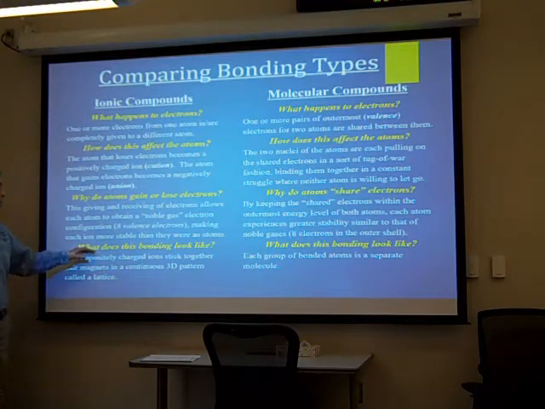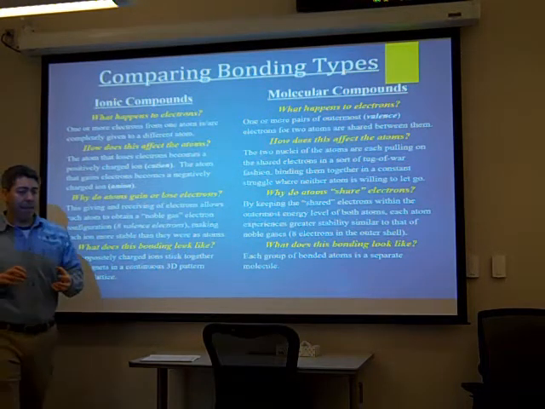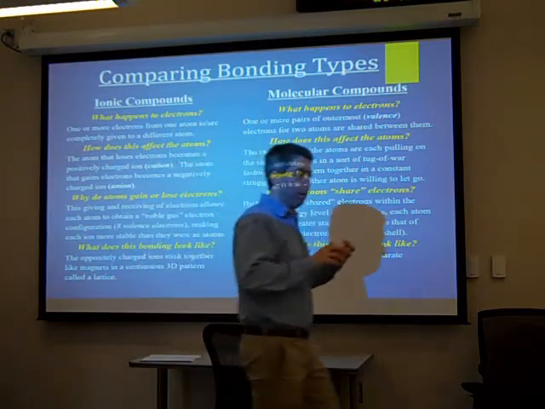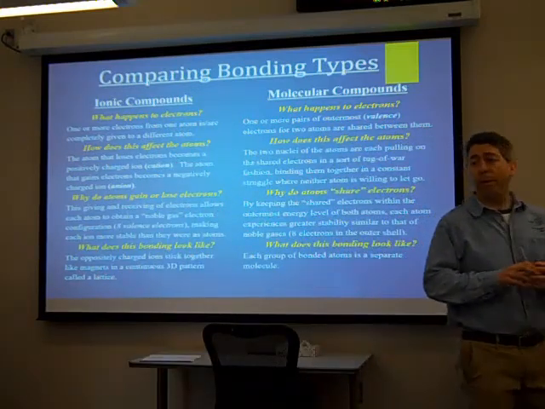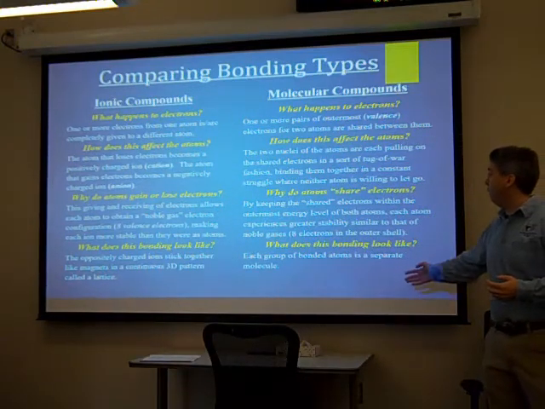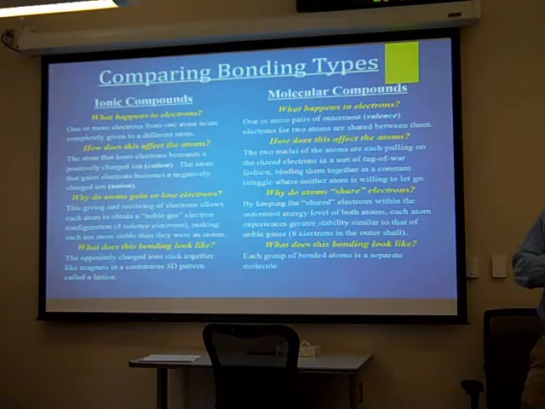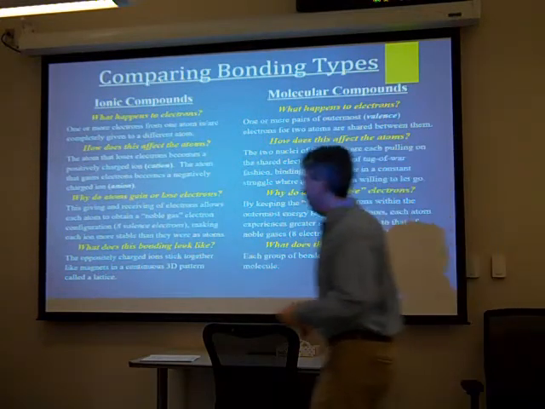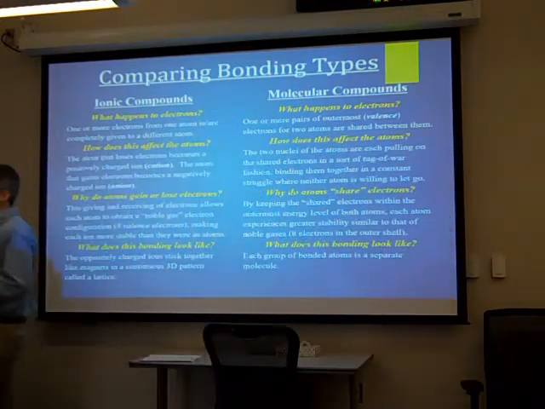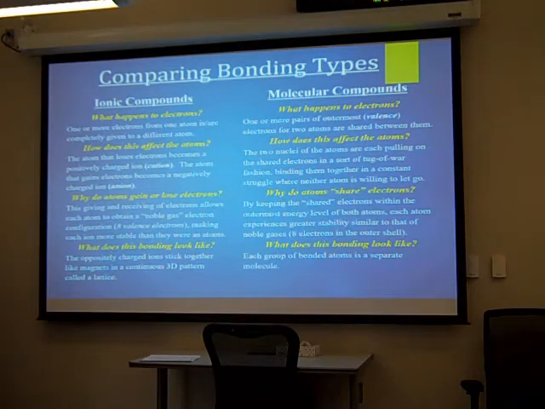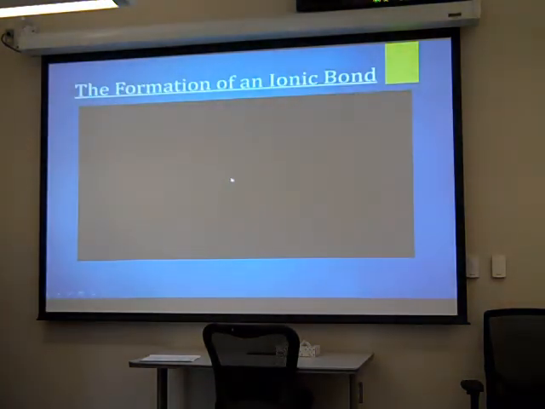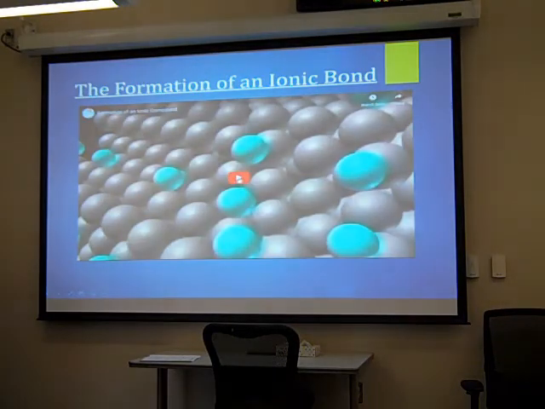So what does the bonding look like? Well, for an ionic compound, oppositely charged ions stick together like magnets in a continuous three-dimensional crystal structure. Whereas in covalent compounds, molecular compounds, they form discrete molecules, small groups of atoms that are distinct from one another. So, let's take a closer look at ionic bonding.